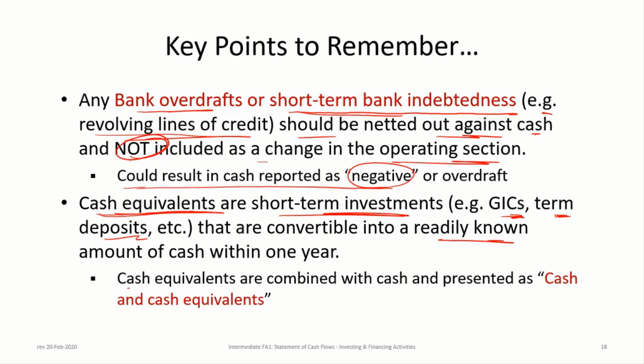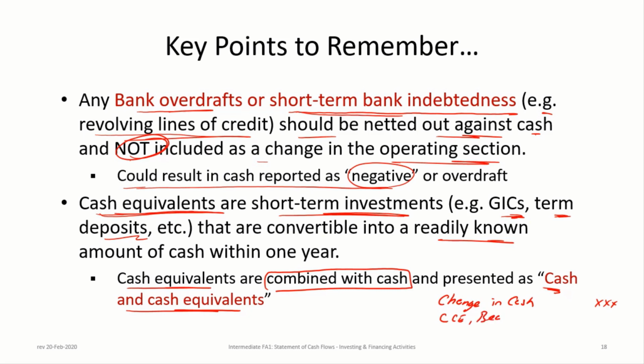And so what we do is we take cash equivalents and then combine them with cash. So we add them to cash and we present that as cash and cash equivalents. What we would have then at the very bottom of our statement is the change in cash. And then we have cash and cash equivalents, or CCE, at the beginning of the year, plus or minus the change in cash, would give us cash and cash equivalents at the end of the year.